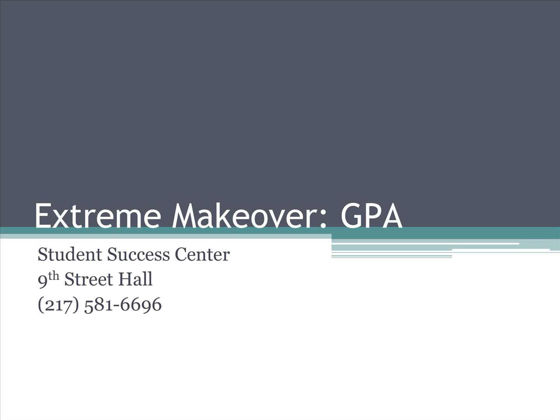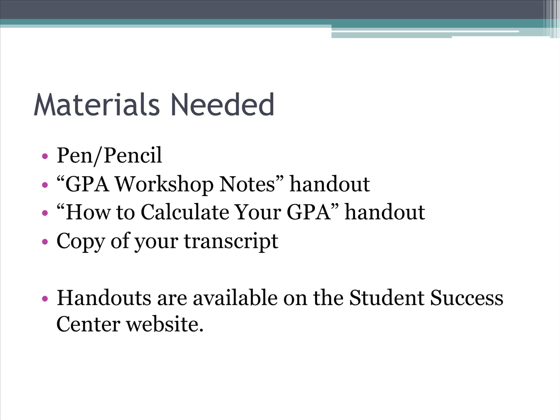Before we begin, there are a few materials you will need as you follow along. First, make sure you have a pen or pencil. Next, you will need to visit the Student Success Center website to download the 2 handouts we'll be using in this session. You will also want a copy of your transcript for information on your GPA, as well as for calculations. Pause the podcast, get the materials you need, and then rejoin me.